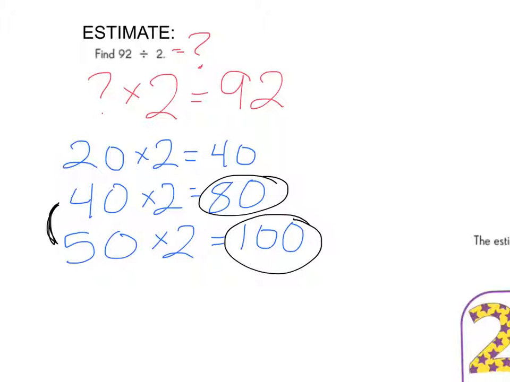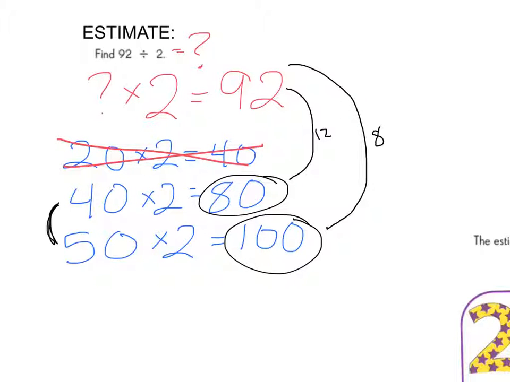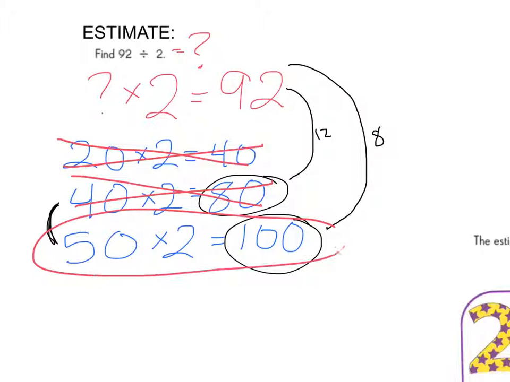So to find our estimate, we need to figure out which one is closer to 92. Is 80 closer to 92? The difference is 12. And the difference between 92 and 100 is 8. So we've found a little bit of a hint for our estimation. We know that 20 times 2 is too far away, and 40 times 2 is further away. And 50 times 2 is the closest. So we're going to use 50 times 2.